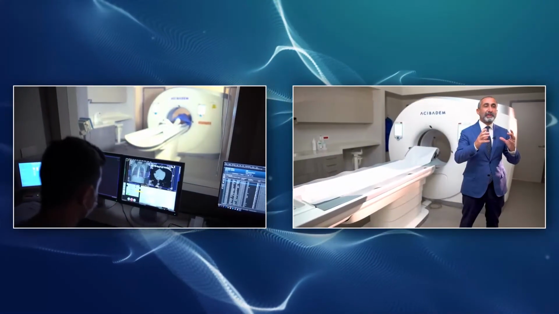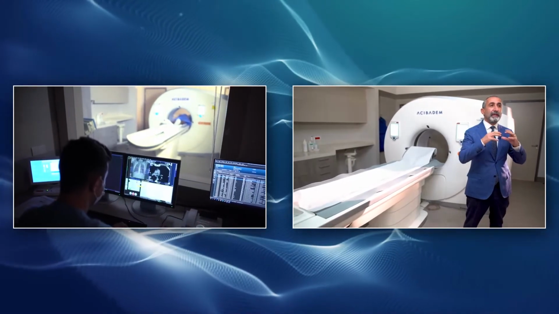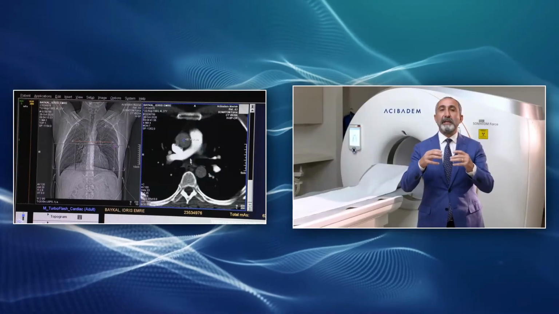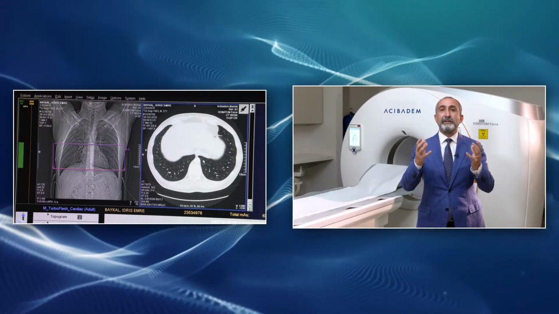The best preference for this kind of a procedure is to have your examination at the best facility with the best scanner by the most experienced teams.